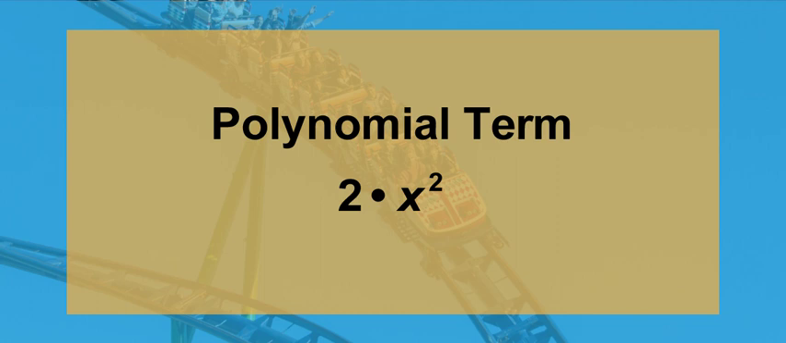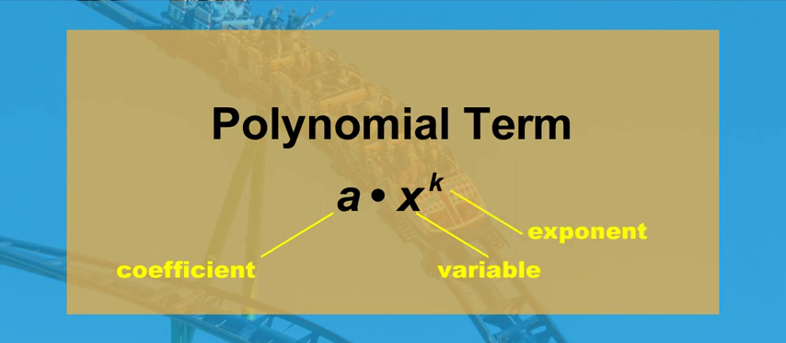A polynomial has terms like this that can have a numerical part, a variable, and a positive integer exponent for the variable. The general way to write a polynomial term is like this: a is the numerical coefficient, x is a variable, and k is the value of the exponent, and is any whole number greater than or equal to 0. So, even though polynomial literally refers to many terms, a polynomial expression can consist of one term.